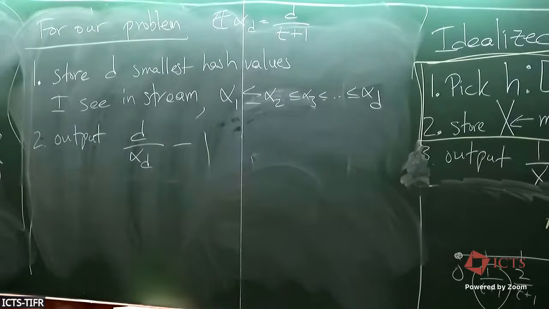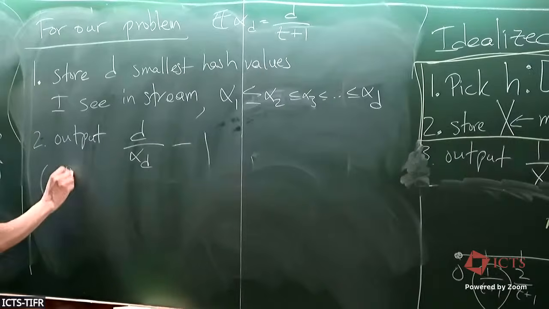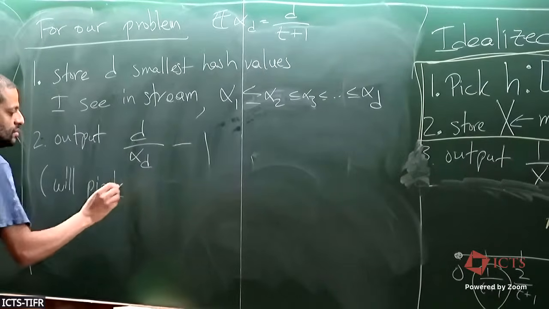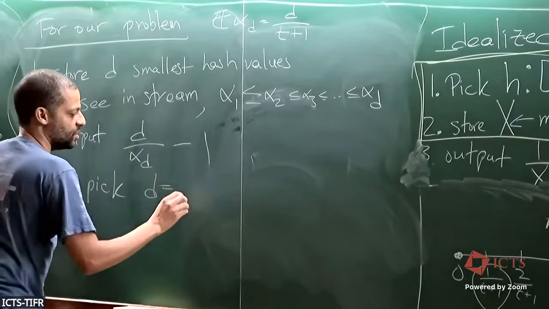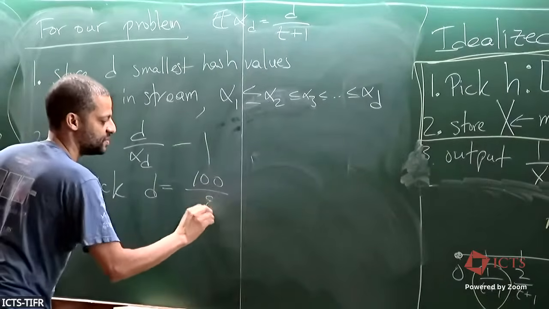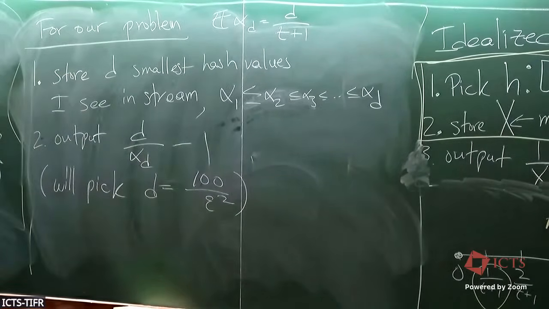And then I'll pick d to be 100 over epsilon squared. It's going to turn out that this works with probability 2/3. It'll give me a 1 plus epsilon approximation with probability 2/3. How do I make that 1 minus delta? I repeat this log 1 over delta times and output the median.